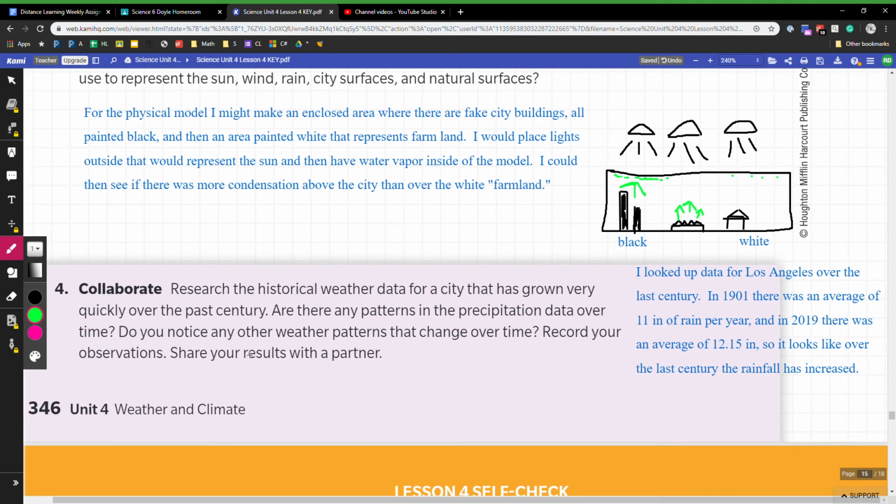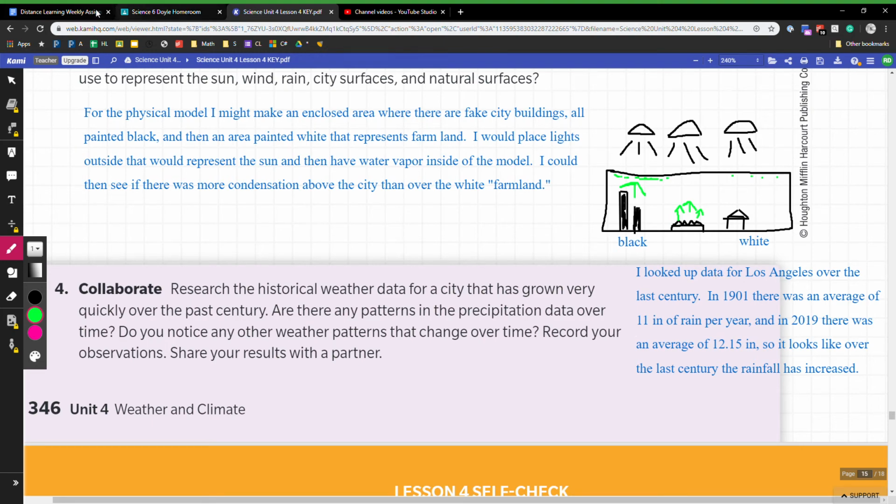Okay, and then there is this historical weather data for the city. In this one, you actually have to go find some historical weather data. So I actually put a link in the weekly document that helps you do that for Sacramento. I did it for Los Angeles. I did a different city, and I noticed that it did actually look like there was a line that increased.